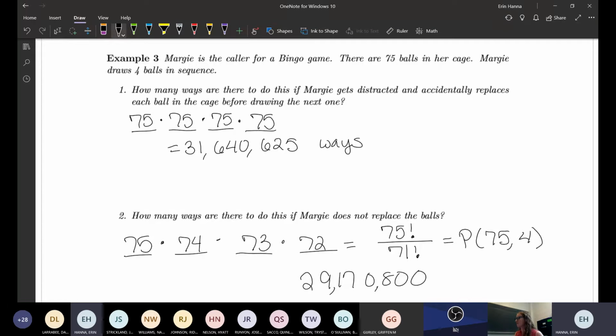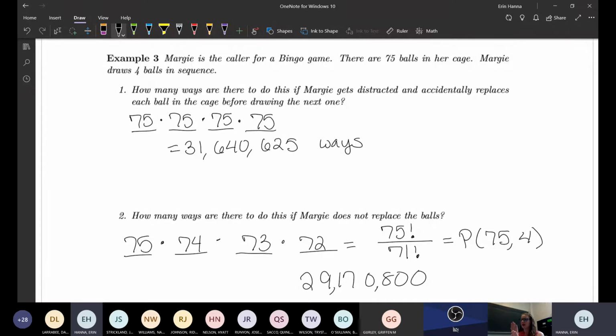29,170,800. I was really confused why I was having 291 million when the original one was 31 million, because I put a comma in the wrong spot. So obviously there should be fewer choices in this one because we're not replacing, so we don't have as many choices for each piece. Questions about... So that's essentially permutations.